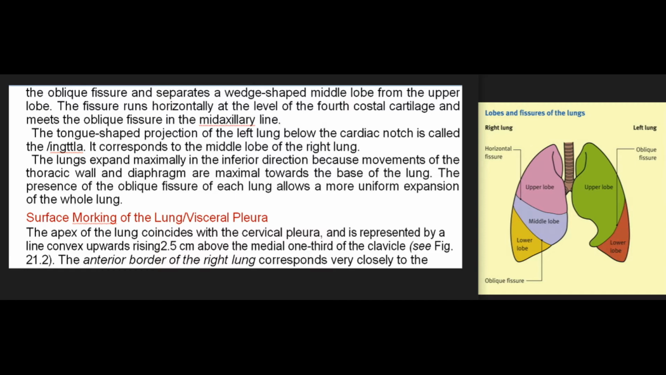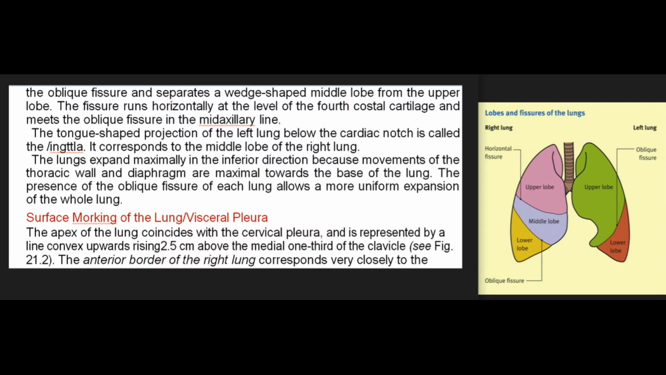The lungs expand maximally in the inferior direction because movements of the thoracic wall and diaphragm are maximal towards the base of the lung. The presence of the oblique fissure of each lung allows a more uniform expansion of the whole lung. Surface marking of the lung/visceral pleura.